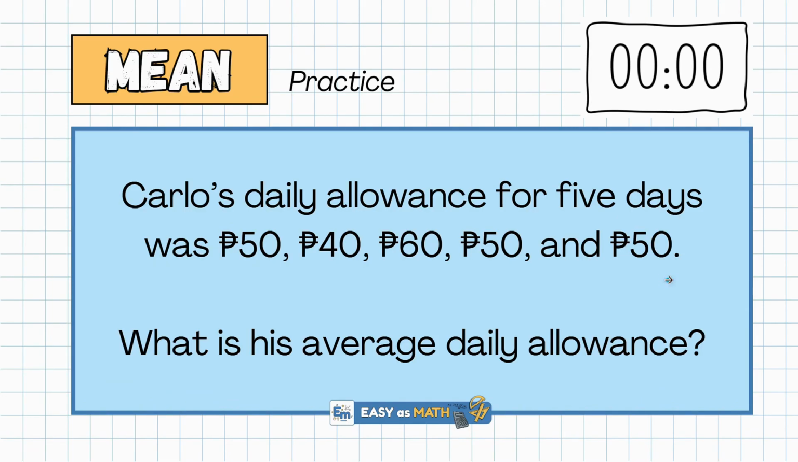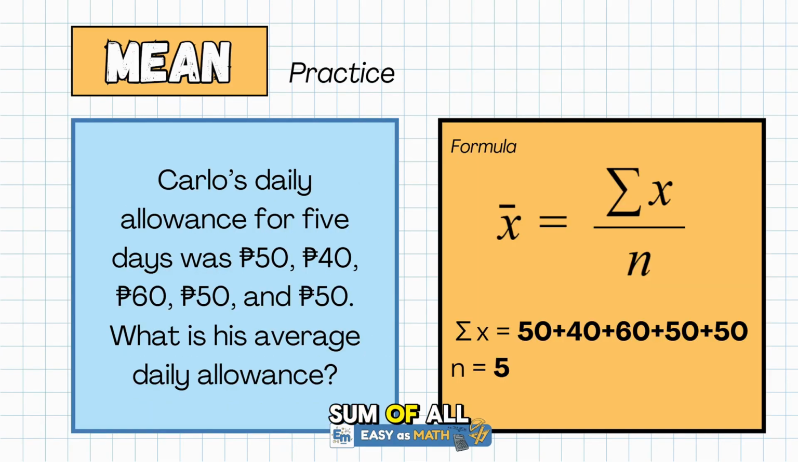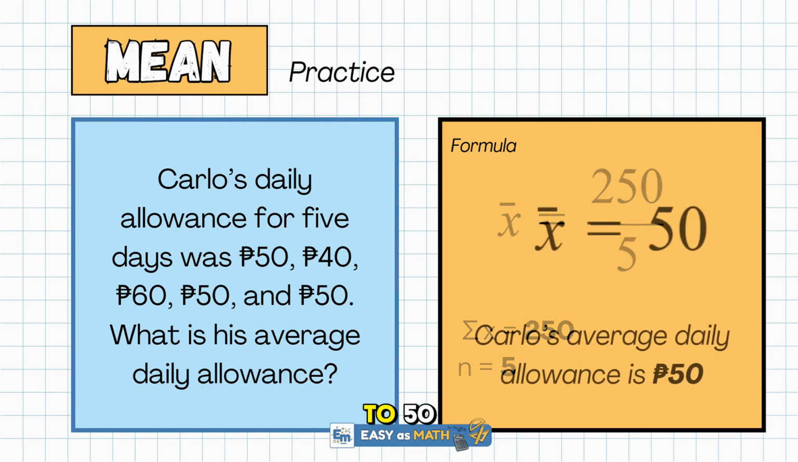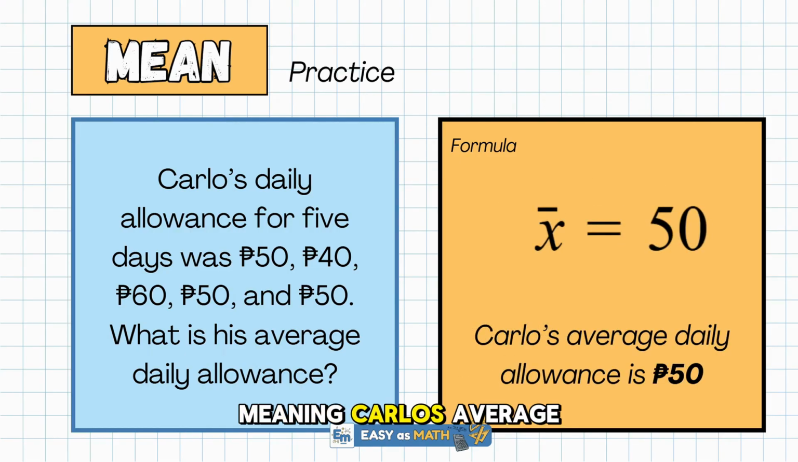For our second example, we have Carlos. His daily allowance for 5 days was 50 pesos, 40, 60, 50, and 50. What is his average daily allowance? Mean is equal to the sum of all values divided by the number of values. 50 plus 40 plus 60 plus 50 plus 50. These are Carlos' daily allowance for 5 days. The number of values is 5. So mean is equal to 250 divided by 5. That is equal to 50. Meaning Carlos' average daily allowance is 50.